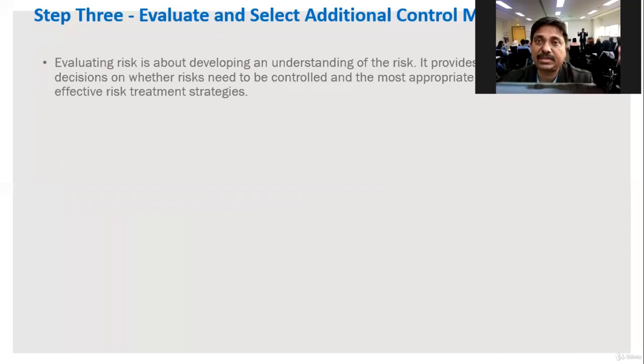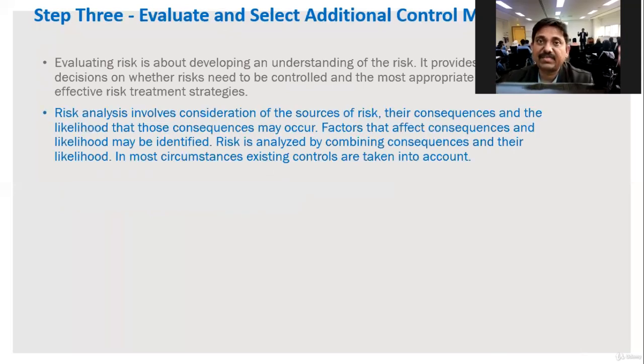Step 3, evaluate and select the additional control measures as we discussed. Evaluating the risk is about developing and understanding the risk. It provides input to decisions on what risks need to be controlled and the most appropriate and cost effective risk treatment strategies.